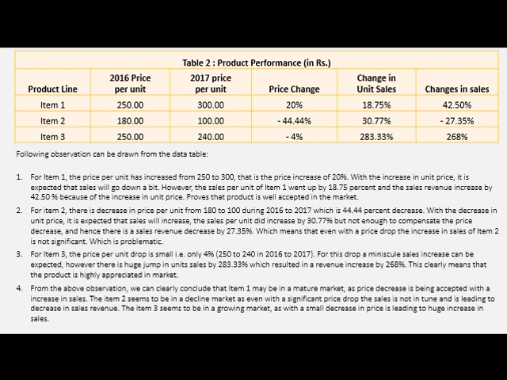Point number 4: from the above observations, we can clearly conclude that item 1 may be in a mature market, as the price increase is being accepted with an increase in sales. Item 2 seems to be in a declining market, as even with a significant price drop the sales are not in tune and are leading to a decrease in sales revenue. Item 3 seems to be in a growing market, as a small decrease in price is leading to a huge increase in sales. Of course, some other information is also required to have a concrete conclusion. However, as a preliminary analysis, such signals or information can lead us in the right path.